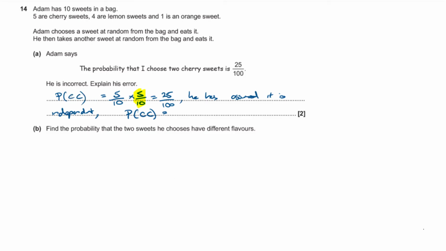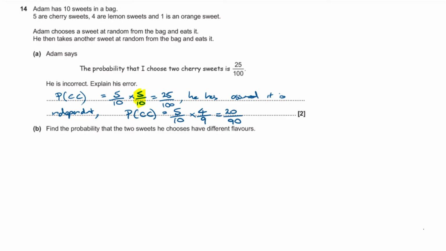So probability of cherry is actually going to be 5 over 10 for the first selection, and then on the second selection you're going to have 1 less cherry in the bag because you've eaten one, and you're going to have 1 less sweet in the bag because you've eaten one. So there's actually 4/9 in the second selection. So that's going to give you a probability of 20 over 90. Okay, so that's where he's gone wrong. So he's got 1 less sweet in the bag on his second selection. It's going to affect the probabilities.